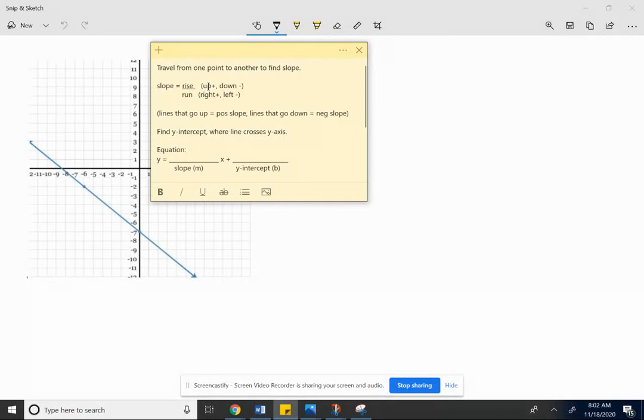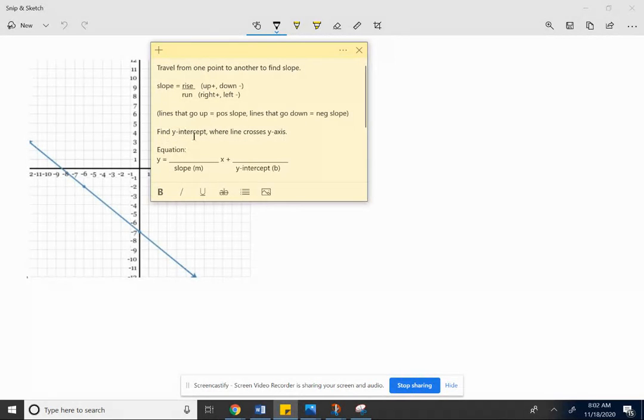If you go up, it's a positive rise. If you go down, it's negative. If you go right, it's a positive run. If it's left, it's negative. Also keep in mind as a double check, if your line's going up, it should be giving you a positive slope. If your line is going down, you should be getting a negative slope. So you're going to travel from one point to another to find the slope.